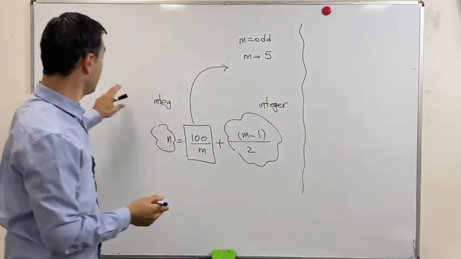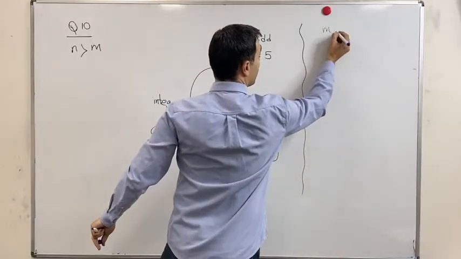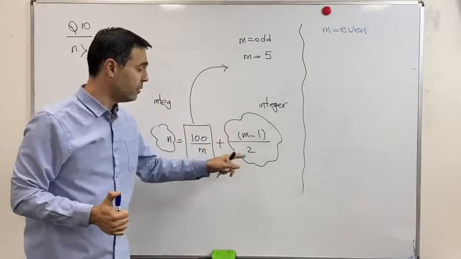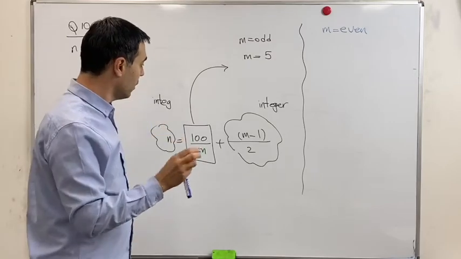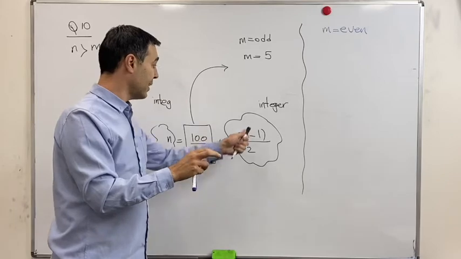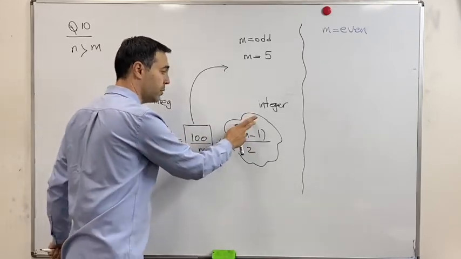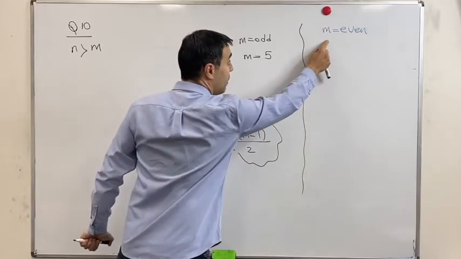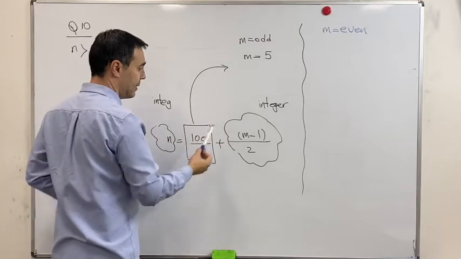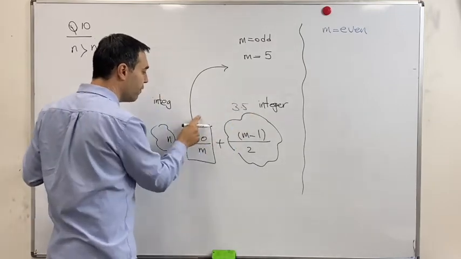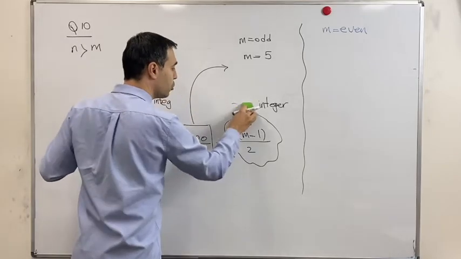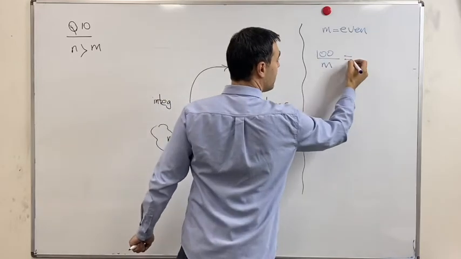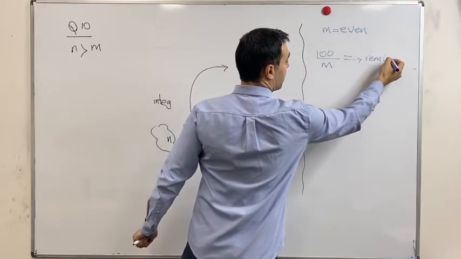The second case is where m is even. Now, when m is even, what happens is even minus 1 becomes odd. Odd divided by 2 gives us a remainder of half. And that's good because we know the only remainder we're going to get for this part is half. We don't have any other options. So this remainder is half. This is an integer. What we conclude, the remainder of 100 divided by m, when m is even, must also be half. Because as an example, when you divide this, you're going to get 3.5. So definitely you have to get something 0.5 here. So I'm trying to solve this: 100 divided by m, when m is even, gives me a remainder of half.